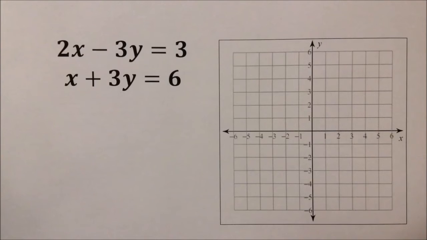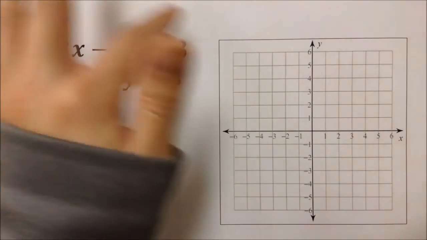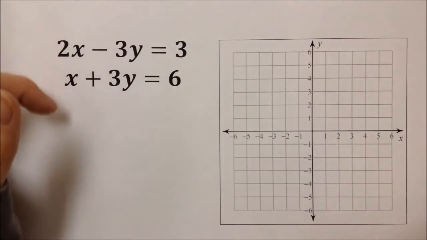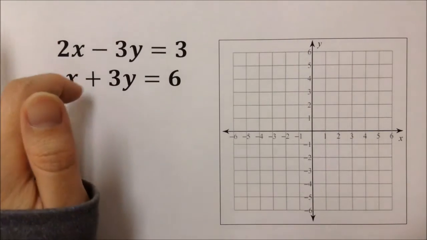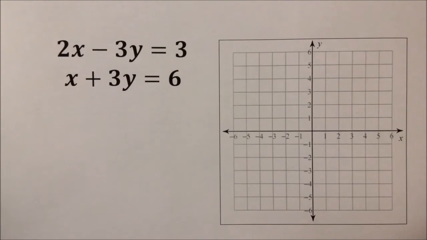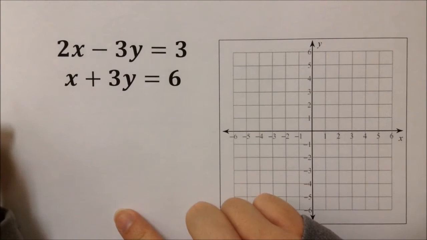So, in review, when you're solving for unknown variables, in this case the value of x and the value of y, we need at least two equations. So here we have a system or a group of equations, two equations, two unknown variables, x and y, and we're going to solve for it by graphing. Alright, we're going to work on the first equation, 2x minus 3y equals 3.